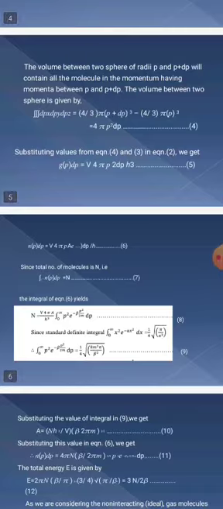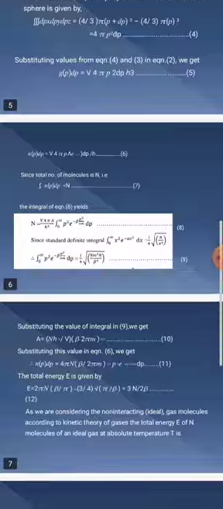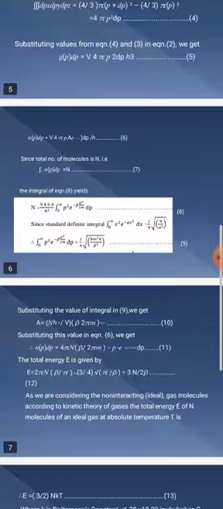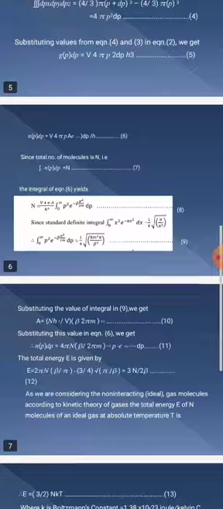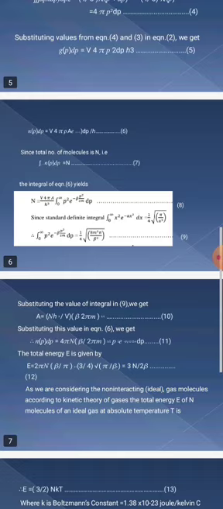The integral of equation 6 yields N equal to V 4 pi A by h cube times the integral from 0 to infinity of p square e power minus beta p square by 2m dp. Here the standard definite integral from 0 to infinity of x square e power minus alpha x square dx is equal to 1 by 4 square root of pi by alpha cube. Substituting the value of the integral in 9, we get A equal to N h cube by V times (beta by 2 pi m) whole power 3 by 2.